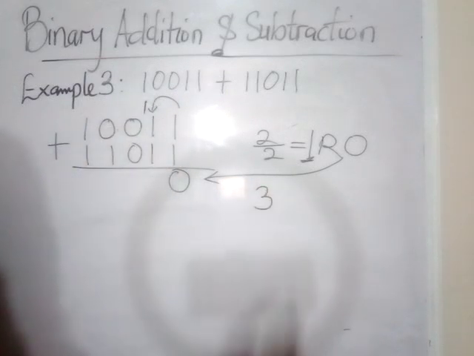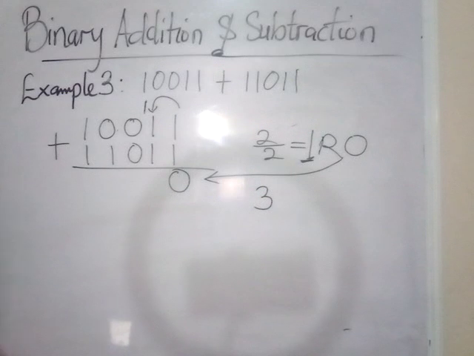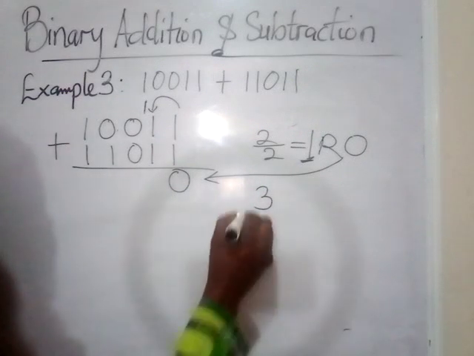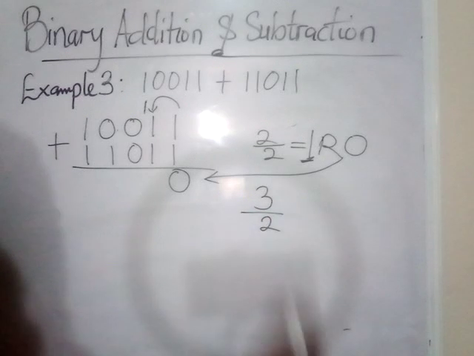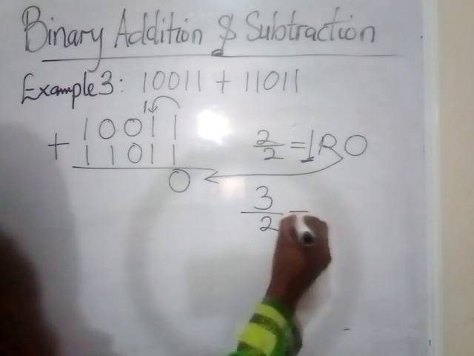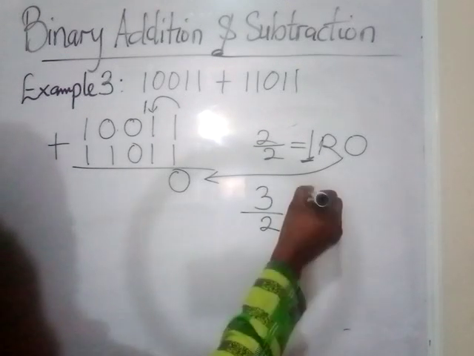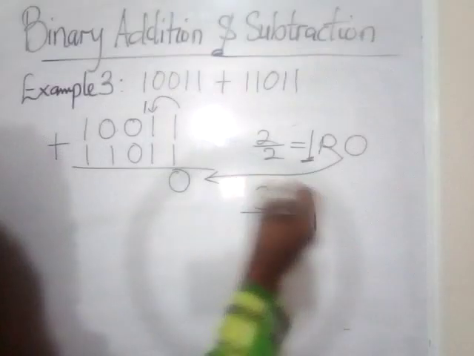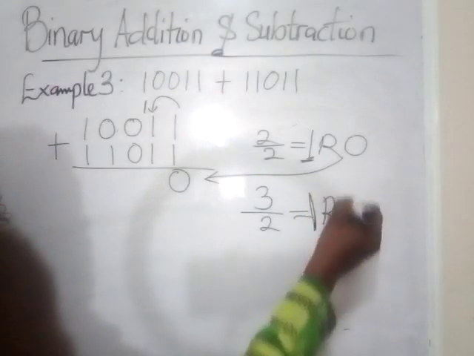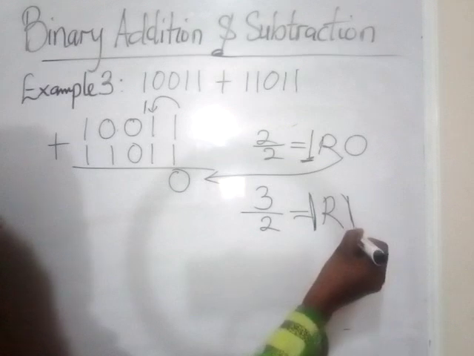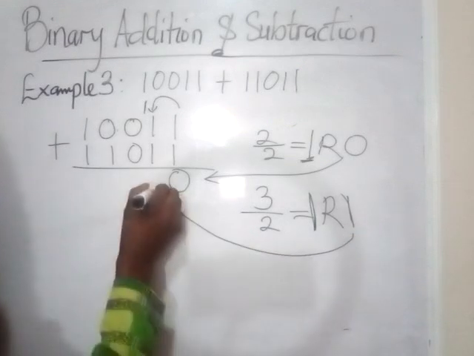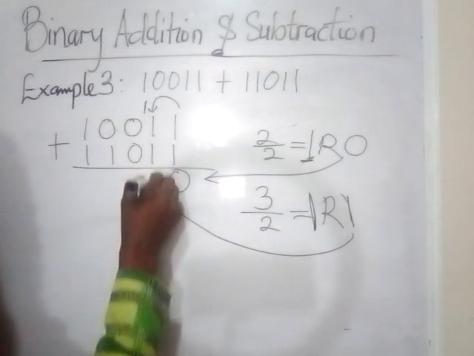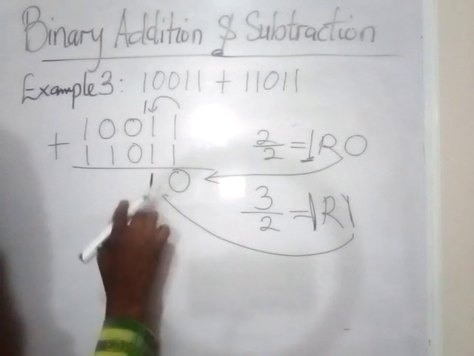Again, we know we do not have 3 in the binary number system. There is nothing like 3. So what do you do? Divide that 3 by 2. If you divide 3 by 2, how many times will 2 go into 3? Is 1. It can only go once. And then you have a remainder of 1. Again, the remainder is what you will write down.